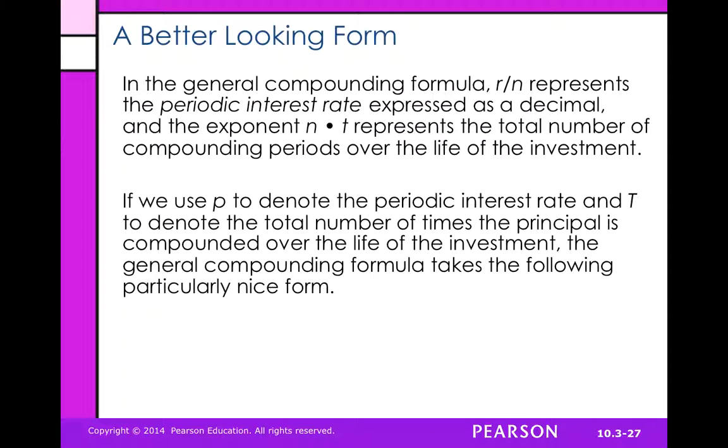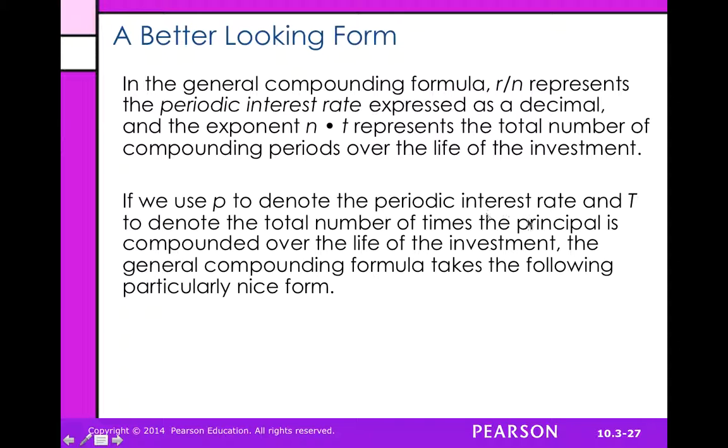In the general compounding formula, R divided by N represents the periodic interest rate, just like we did in the example, and it expresses it as a decimal, and the exponent N times T represents the total number of compounding periods over the life of the investment. So, imagine you compound monthly for 2 years. Well, if you compound monthly, N is 12, and T is 2. 12 times 2 is 24. So over 2 years, you will compound 24 times. That's what that NT is telling you.